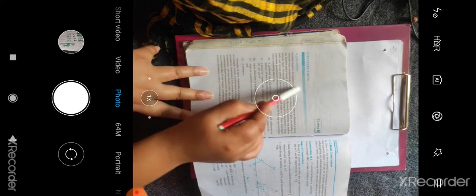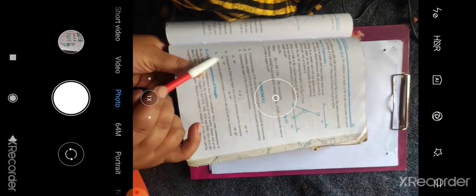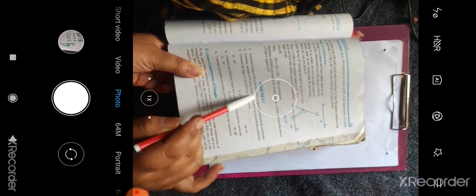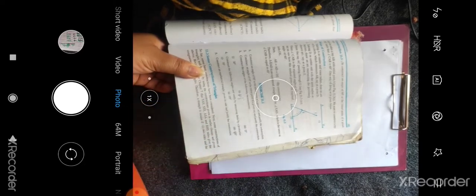Now we are moving to the next chapter. This is the new chapter, Construction. In this chapter we have to solve two exercises. The first exercise is 11.1. You can see that there are 5 questions, and in the first two questions you have to construct and you have to justify the construction also. So see how we will do it.